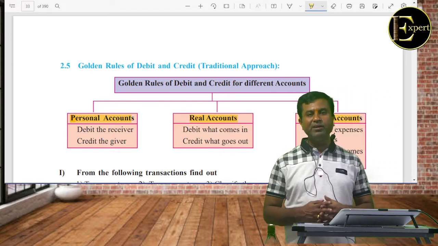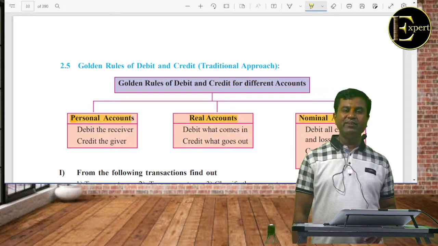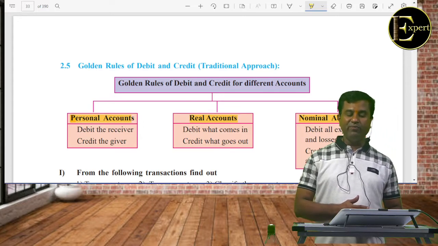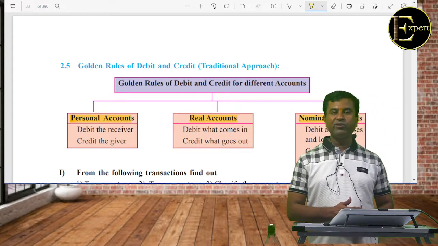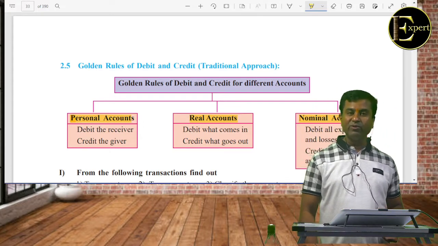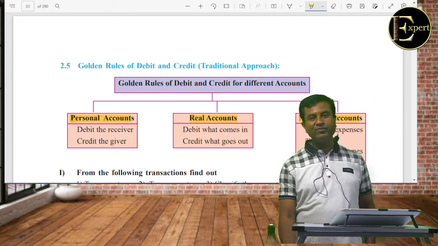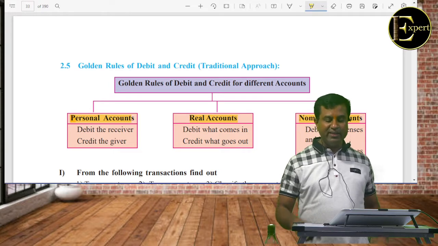Personal account का rule क्या बेटा? Debit the receiver, credit the giver, or debit the account which receives the benefit, credit the account which gives the benefit. Another one is real account, debit what comes in the business, credit what goes out of the business. And third is the nominal account, which says that debit all expenses and losses of the business, credit all incomes and gains of the business.